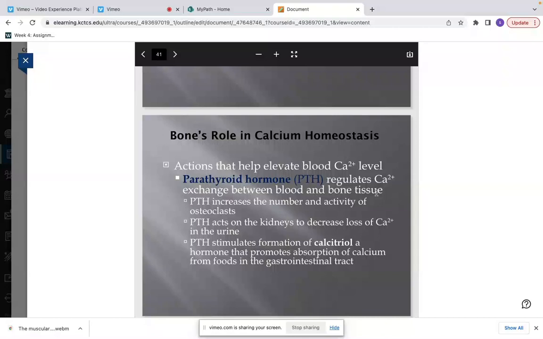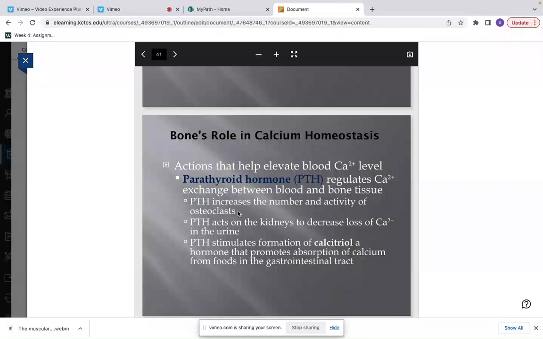It's going to work to increase the osteoclast activity. And what do we say osteoclasts were responsible for doing? Bone resorption, right? So parathyroid hormone increases osteoclast activity. It's going to remove calcium from the bone into the blood. I'm going to say that again because this is important. This is a test point.